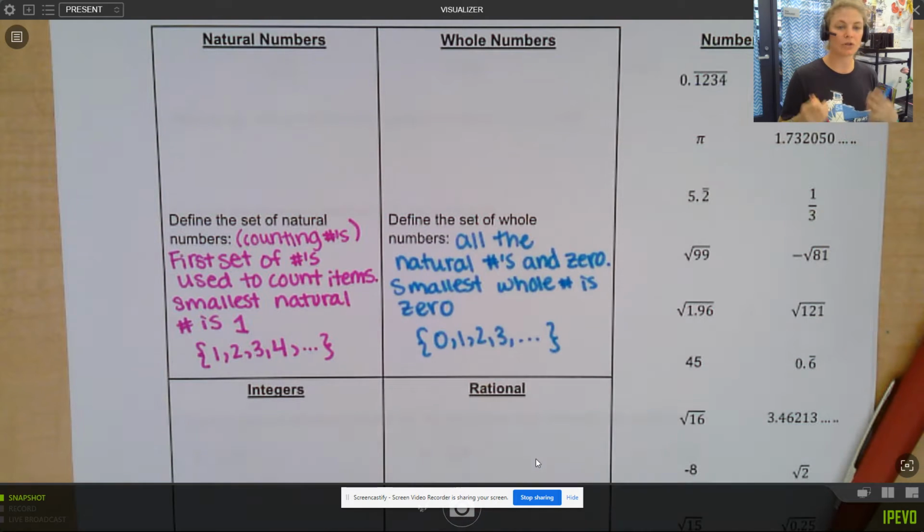So the natural numbers are the counting numbers. It's the first set of numbers used to count items, and the smallest natural number is 1. So in the natural number set, it goes 1, 2, 3, 4, and then off and off and off. You might say the biggest number is infinity, but infinity is not a number, you guys. It's just a symbol. It's just an idea, the biggest number.